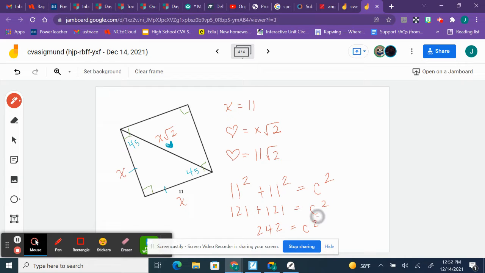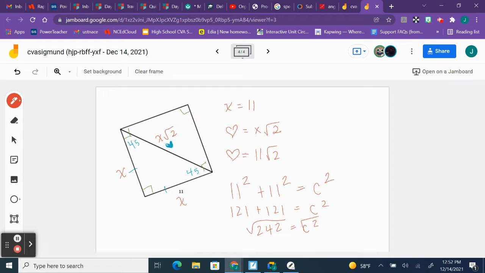And we've got to get rid of the squared, so we're going to take the root. And then you would have to simplify that radical, the square root of 242. I've got too much stuff on the screen, sorry. So that would be 121 times 2, right? So that would be the square root of 121 times the square root of 2 equals c. Square root of 121 is 11. So that's how you get that 11 square roots of 2 in the most simplified radical form.